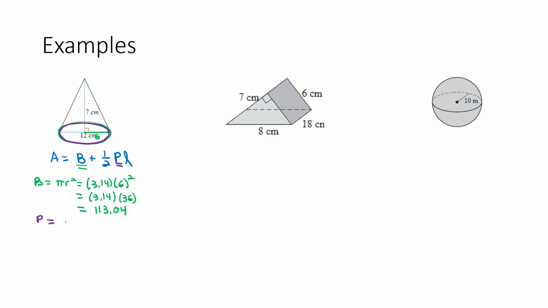The perimeter of a circle is also called the circumference. That's pi times the diameter, or 3.14 times the diameter, which here we know is 12. So 3.14 times 12, the perimeter is 37.68. One last piece we need to dig out, and that is the slant height.